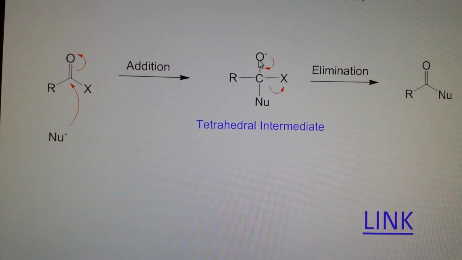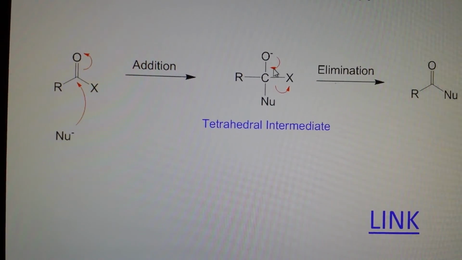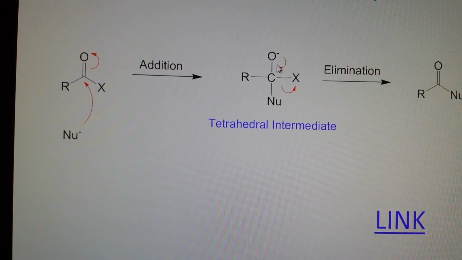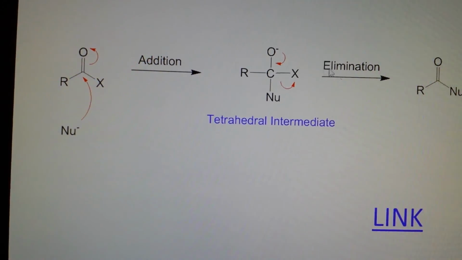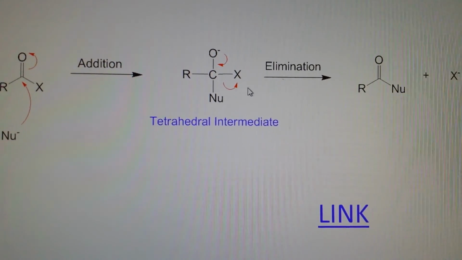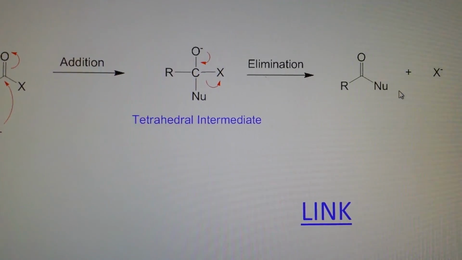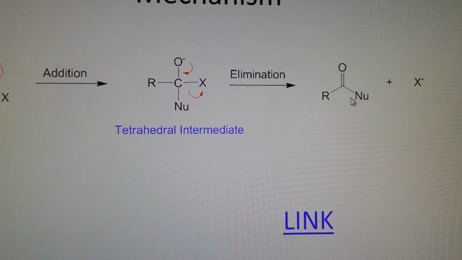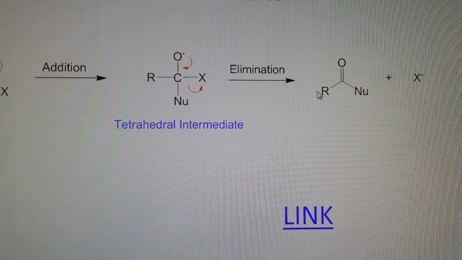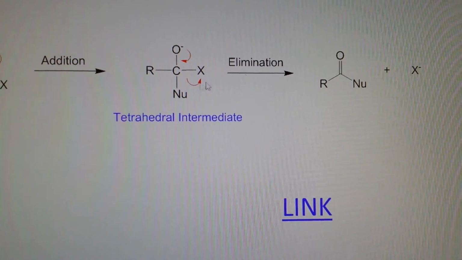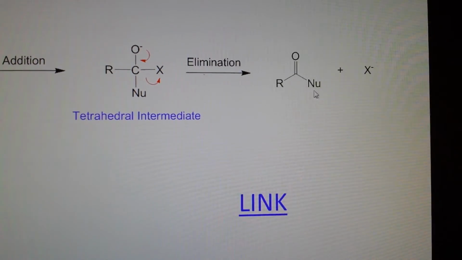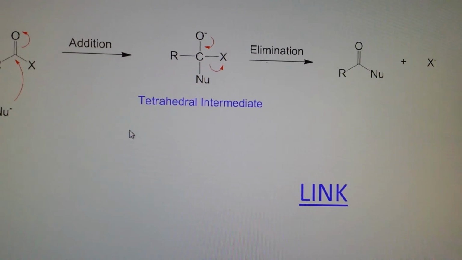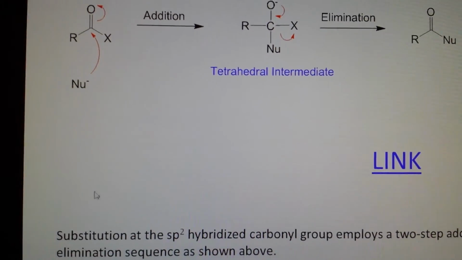After the addition of this nucleophile, the next step is that this oxygen has two electrons that come down and form a double bond, and this OH group leaves, which is now elimination. The nucleophile forms the bond here, and this is OH, which is leaving. Tetrahedral intermediate, this one is.